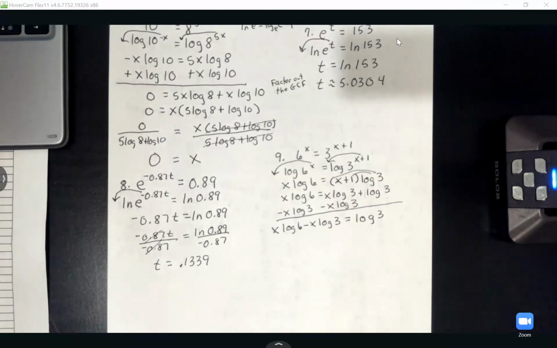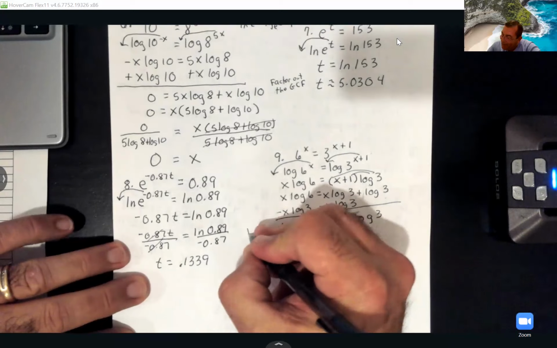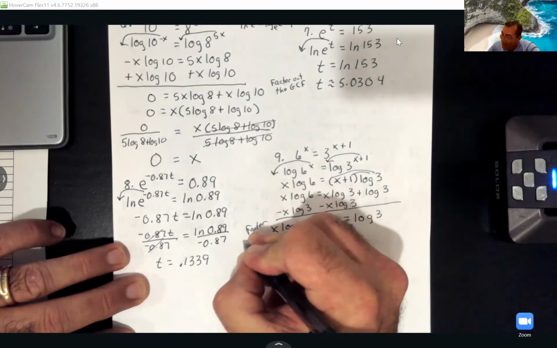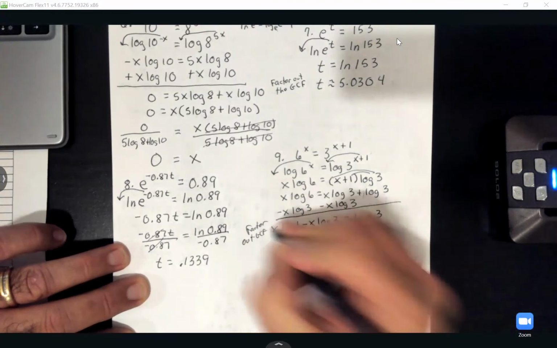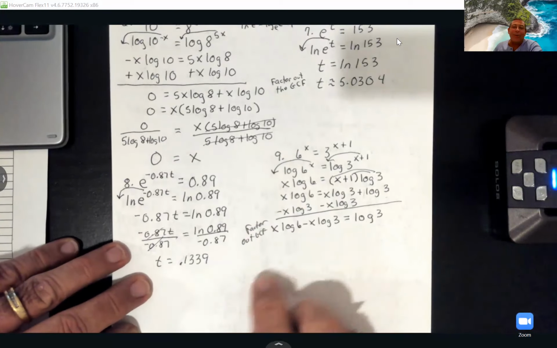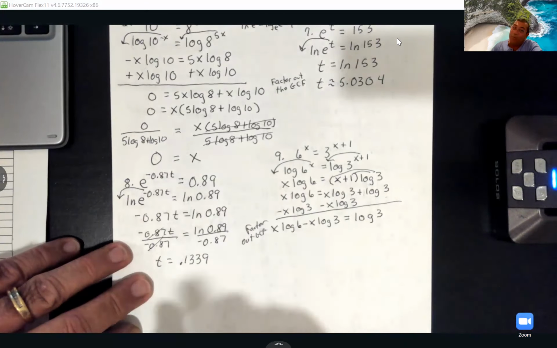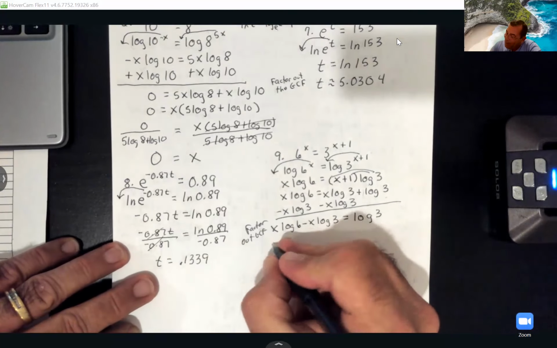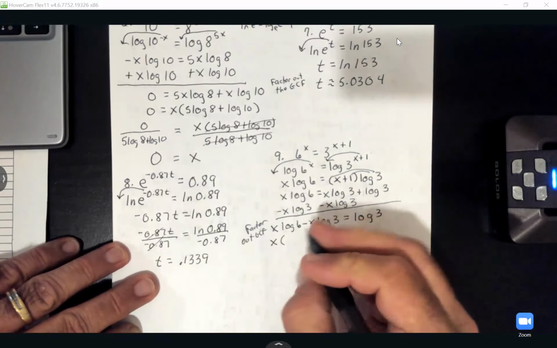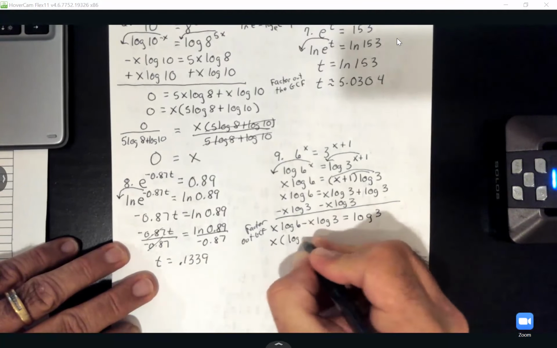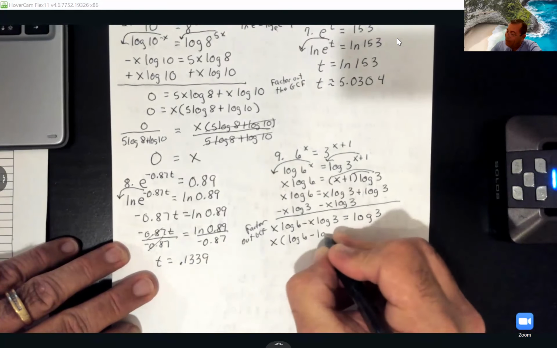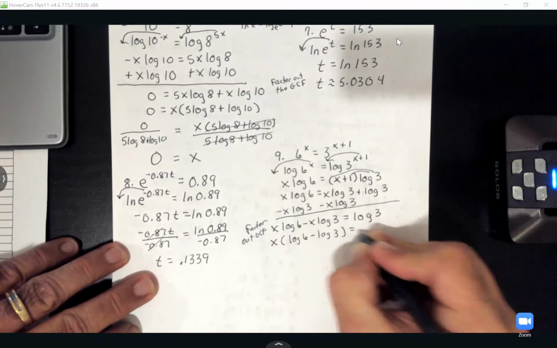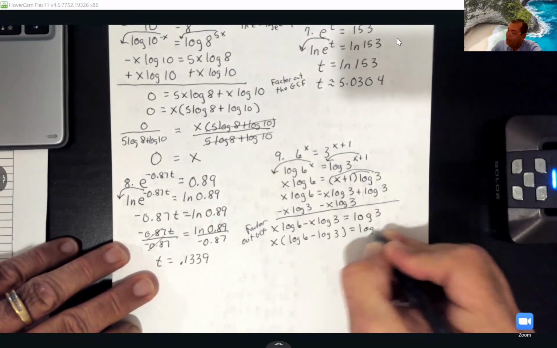GCF, I'm gonna factor out the GCF. There you go, we were both thinking the same thing. Factor out that GCF. That's the only way you can get these x's to be 1 when you got unlike terms, okay? So it would be x parentheses log 6 minus log 3 close parentheses equals log 3.